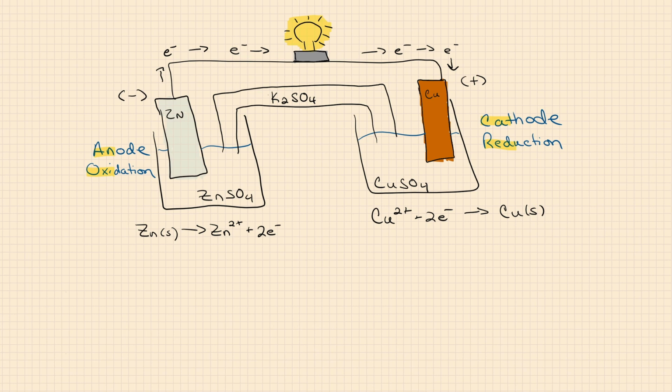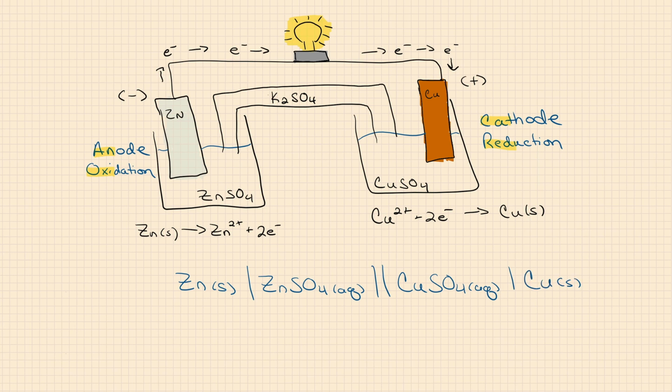And now that we know all the parts of our galvanic cell, we can put it into cell notation. We're going to start with the anode, because A is first alphabetically, and then we'll separate each component with a vertical bar, and each half cell with 2 vertical bars. So our anode is going to be solid zinc, bar, zinc sulfate in solution, and that's connected to another cell which has copper sulfate in solution, turning into solid copper.